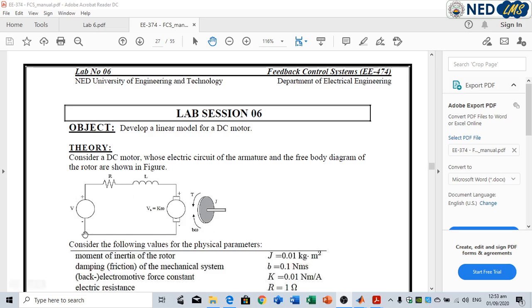Here is the equivalent model of the DC motor. This DC motor is connected with the mechanical load. This mechanical load has moment of inertia J, the coefficient of viscous friction B, the applied torque by the motor is capital T, and the angular velocity of the mechanical load is omega.